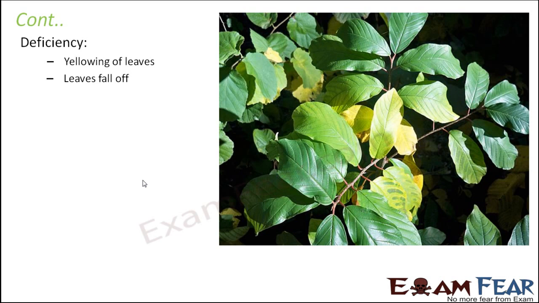Scarcity of magnesium will cause yellowing of leaves, or leaves fall off early. So in some plants what happens is leaves fall off before the desired time. Now frequent falling off of leaves is also not good, because if the leaves are not there, the sites for photosynthesis are missing. So it will become difficult to carry out the process of photosynthesis. And without photosynthesis, nothing can happen to a plant.